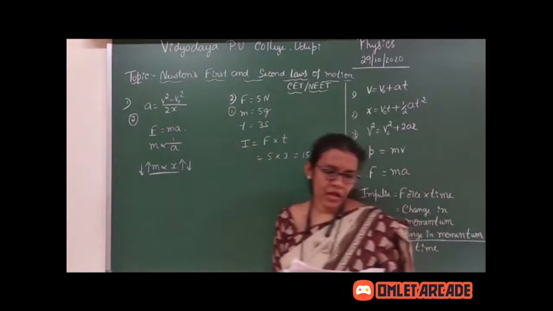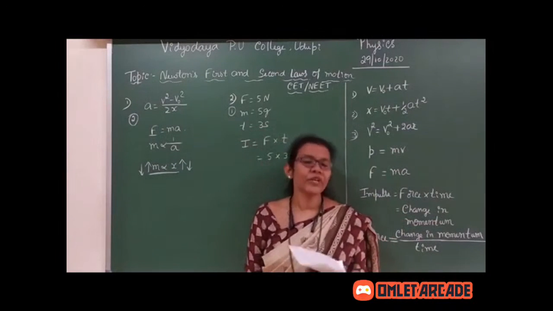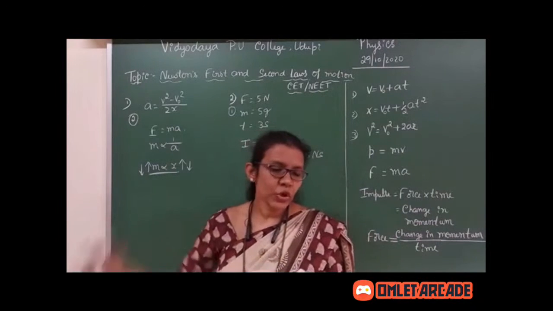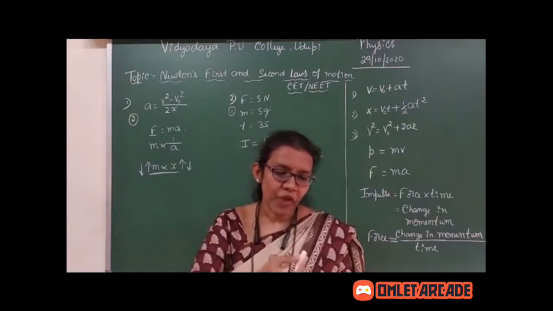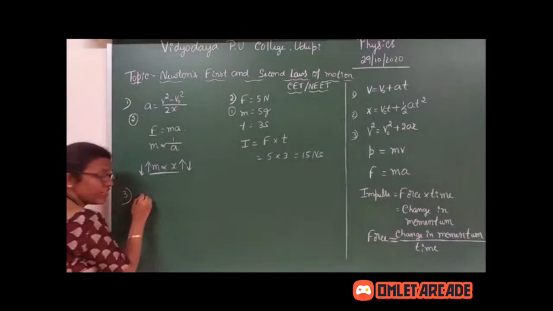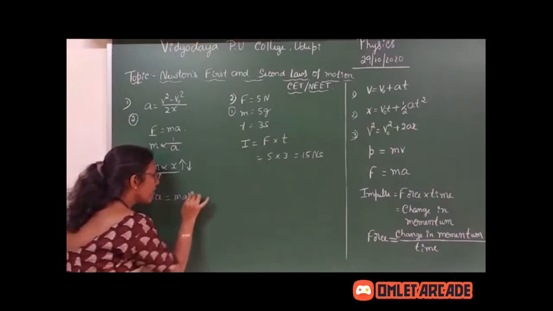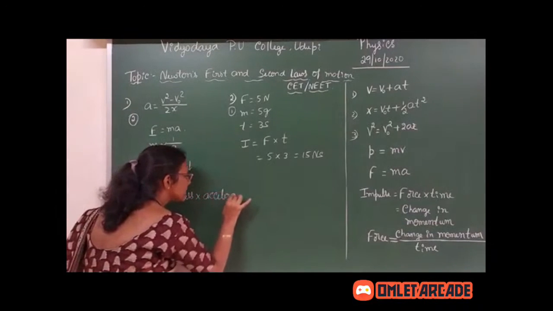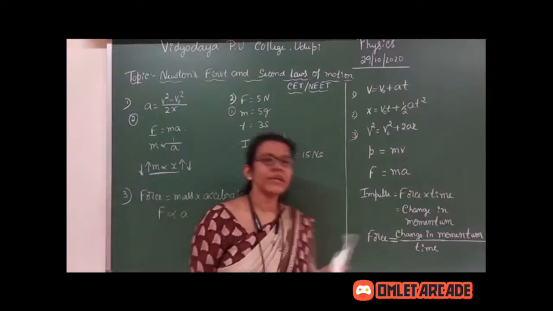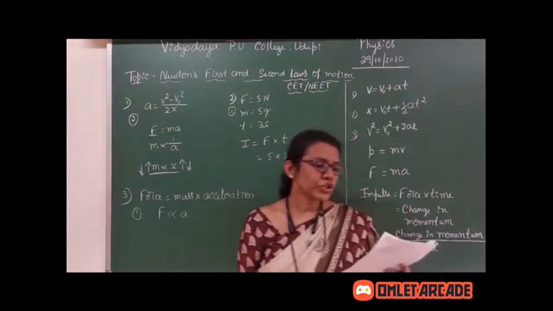Next, question number 3. A body is acted upon by a uniform force, then it will have a uniform? We know that according to Newton's second law of motion, force is equal to mass into acceleration. So if a uniform force acts, then it will have a uniform acceleration. So F equal to ma, force equal to mass into acceleration. So F is proportional to a. So the correct option is the first one. For question number 3, the correct option is first one. Next, question number 4.